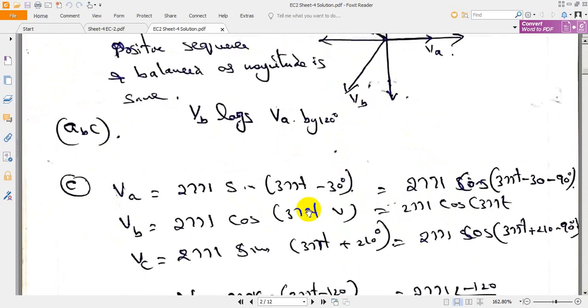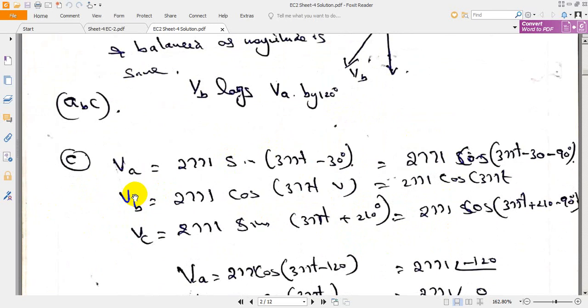Next, coming to the third part, we have VA, VB, VC, three vectors, but if you check, VA and VC are in the sine format. We need to get into the fundamental format of cos. Any vector should be represented in this convention. You can go for sine also, but the normal convention is the sine cos function.